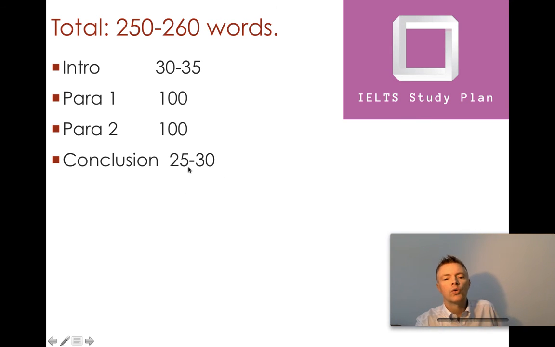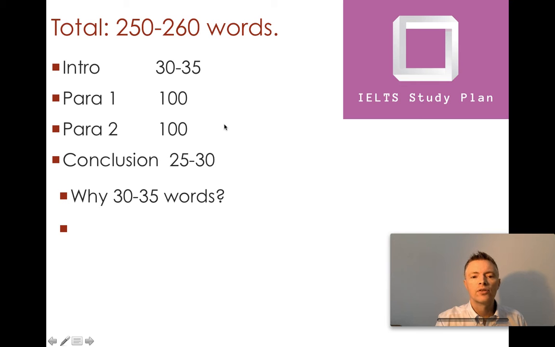This conclusion is shorter because there is no thesis. It's just summing up what you said. The introduction has a thesis, it has a topic sentence, you need a few more words, and there's room to play there. You could do a couple more words, but you don't want to do too many more. So why 30 to 35 words?